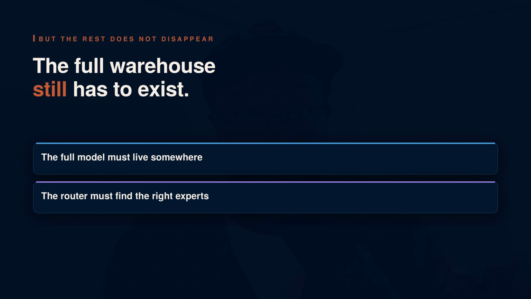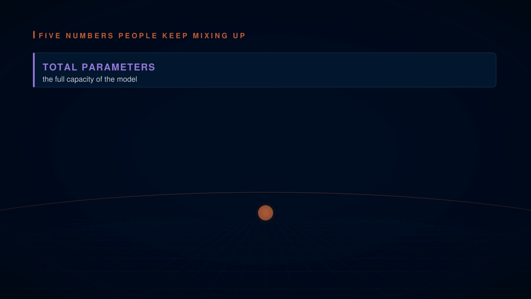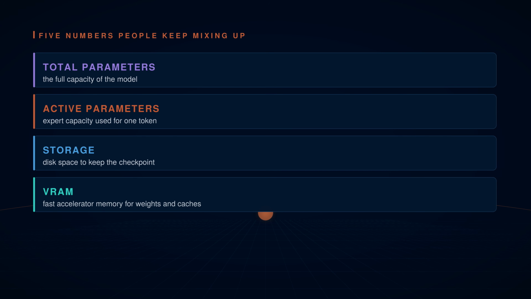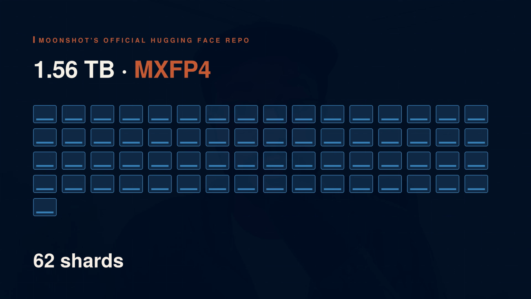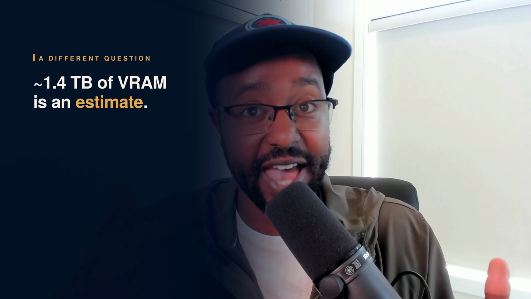The active number tells you roughly how much of the model is doing the immediate computation, but it does not mean that the rest of the model just disappears. The full warehouse still has to exist somewhere. The router still has to find the right experts. The system still has to move the weights through memory fast enough to keep producing tokens. And this is where the numbers start getting confusing. Total parameters describe the full capacity of the model. Active parameters describe the amount of expert capacity used for a particular token. So storage is describing how much disk space is used to keep the checkpoint. And then VRAM describes how much fast accelerator memory that you're going to have available for weights, caches, and all that other stuff.